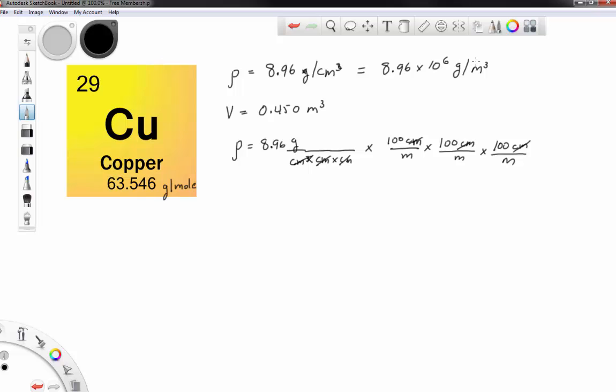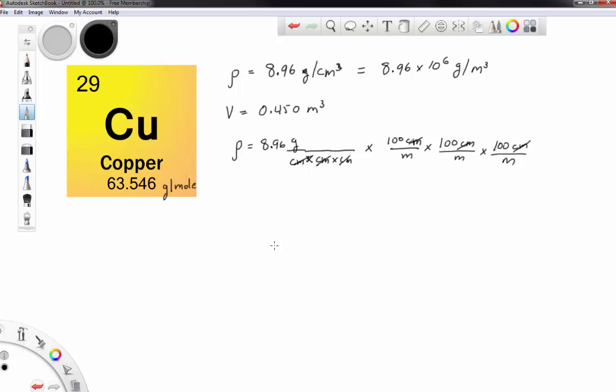For what it's worth, if you wanted to figure out the kilograms per cubic meter, you would then convert grams to kilograms by basically dividing this number by 1,000, and so you'd have 8,960 kilograms per cubic meter. But we don't really need to do that because our number down here is in grams per mole, so leaving it in grams per cubic meter is helpful to us. All right. This basically gets us what the density is.